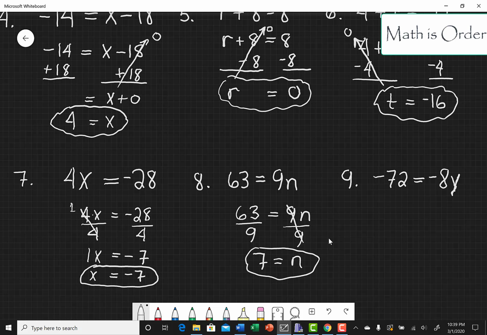Right, moving on to number 9. Here again, we've got to get that variable all by itself. And it looks like we've got to remove the negative 8. Negative 8, what is it doing to y? It's multiplying y. So we just do the opposite.